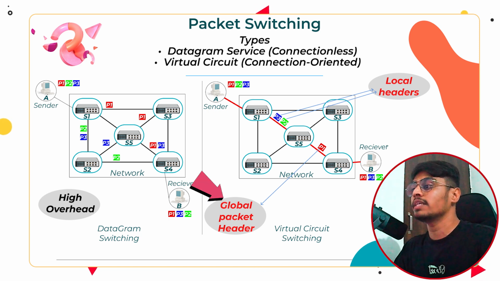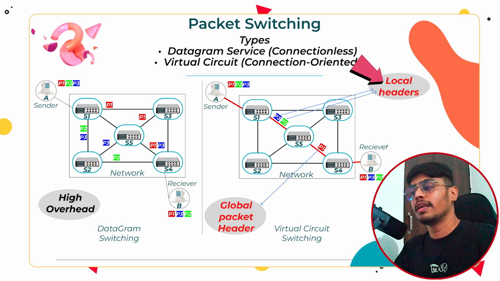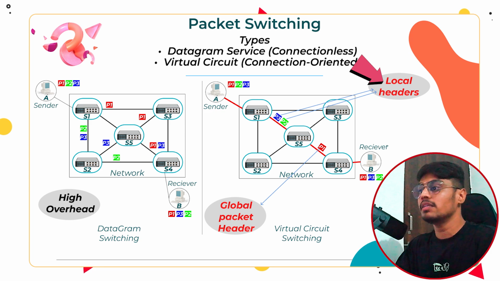Okay, in virtual circuit, there is less overhead. The first packet, known as the global header, contains all the routing information. The rest of the packets contain local headers. But they don't create as much overhead as in datagram switching.